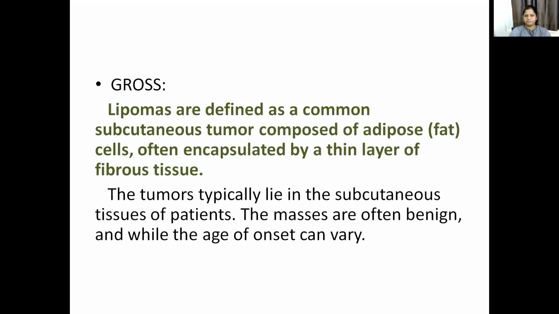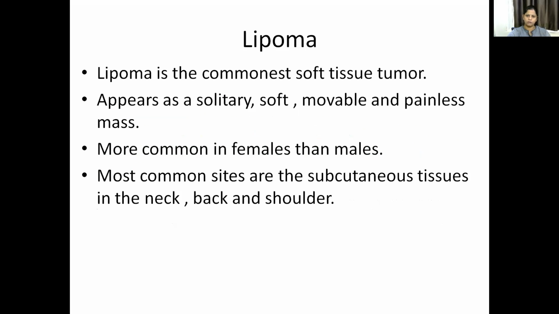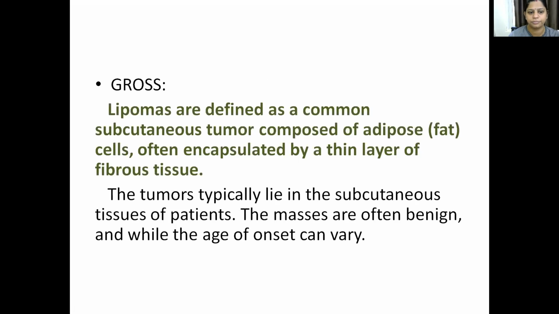By definition, lipomas are common subcutaneous tumors composed of adipose cells, adipocytes. So lipomas are tumors of the fat-producing cells. They are often encapsulated by a thin layer of fibrous tissue. When you are describing a lipoma, you describe it as a well encapsulated, soft, movable mass.